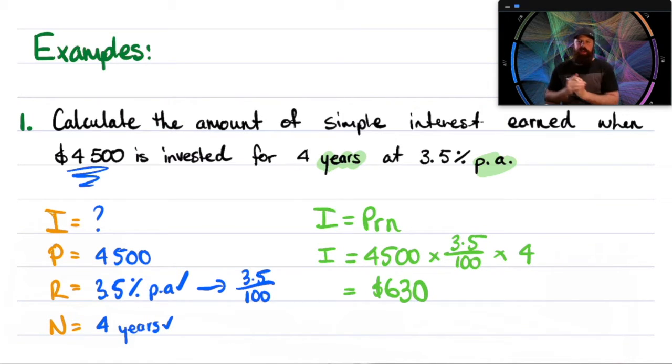So we put $4,500 into a bank account or something, leave it alone, don't touch it, don't spend it, and after 4 years, there's an extra $630 given to us.